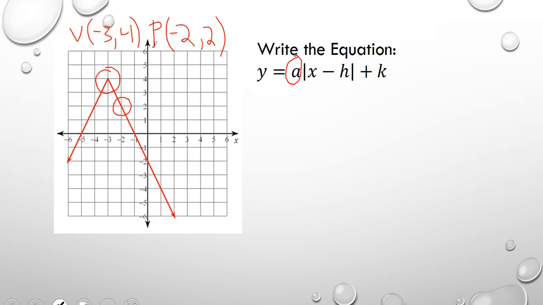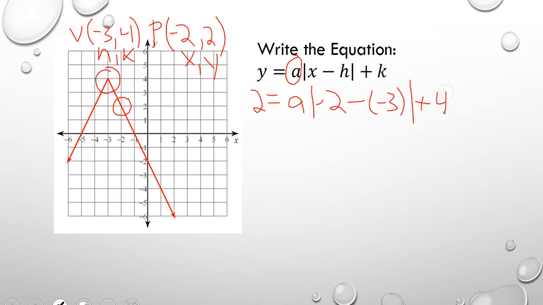So what I'm going to do is I'm going to use my vertex. The vertex, it's actually your hk value, and then the point is the xy value. And we're just going to substitute hk, x, and y into this equation. So I know y is 2. I'm going to leave a because that's what I'm trying to find. X is -2. And my h value is -3 from the vertex. And the k value is actually 4.